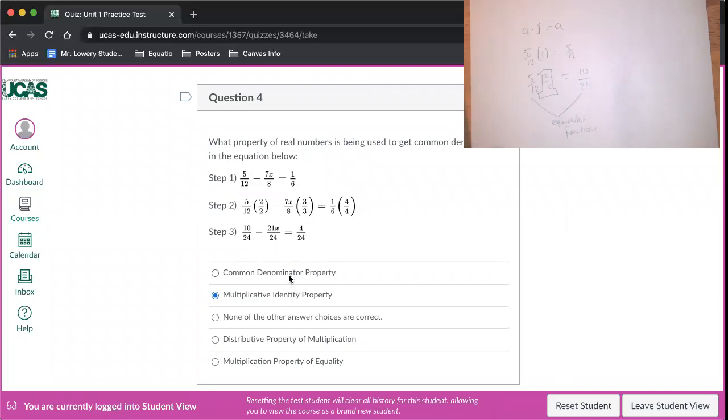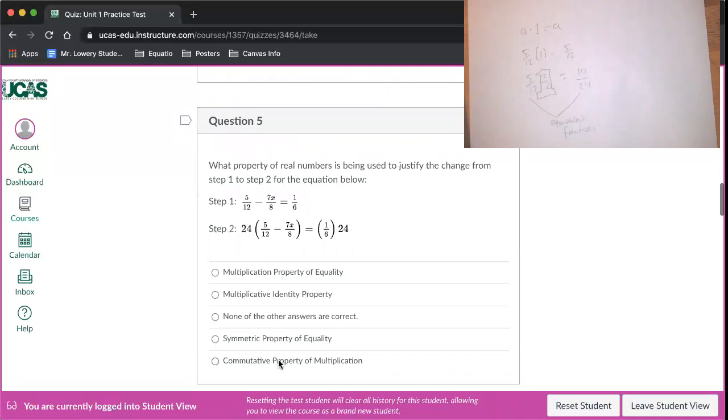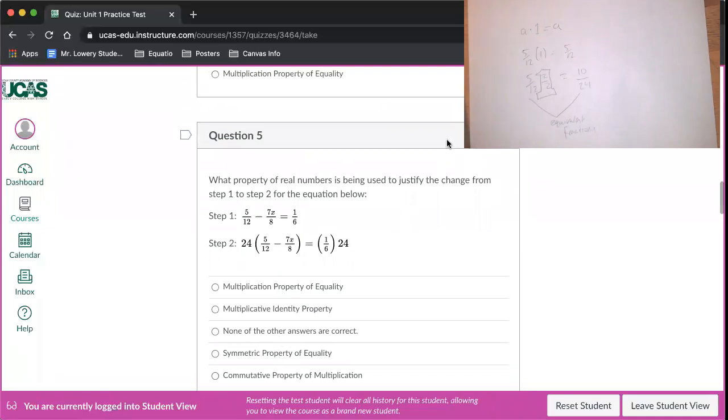Okay, there's not really such a thing as a common denominator property. That's a distractor. Distributive property of multiplication, that's something else. And the multiplication property of equality we're going to use on a future problem. Okay, all right, number 5. Let's get this out of the way a little bit.